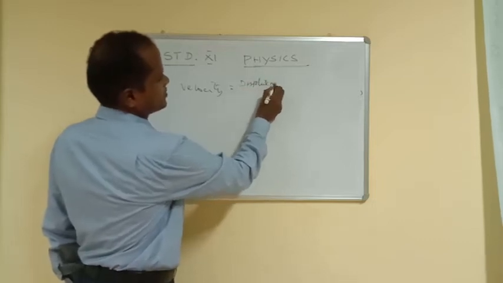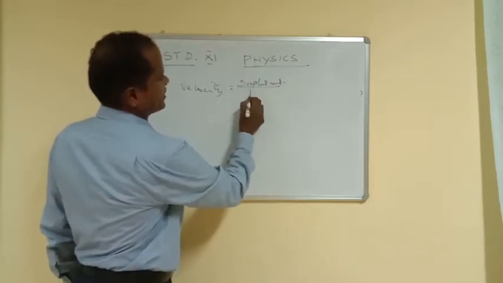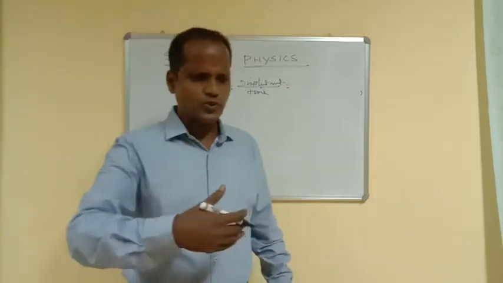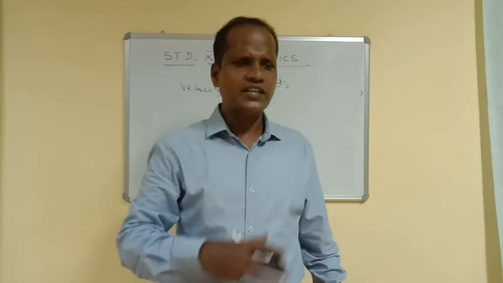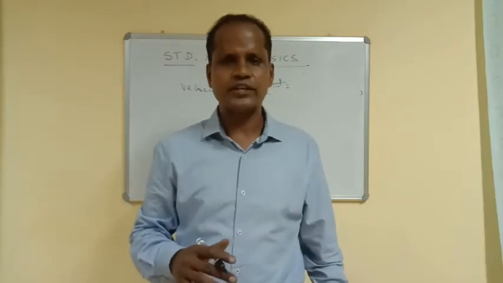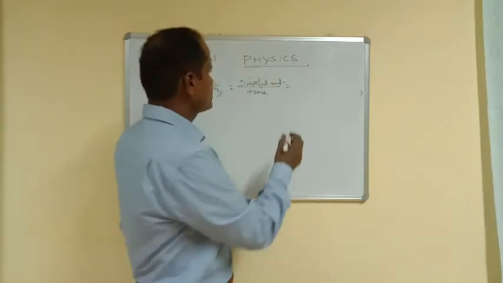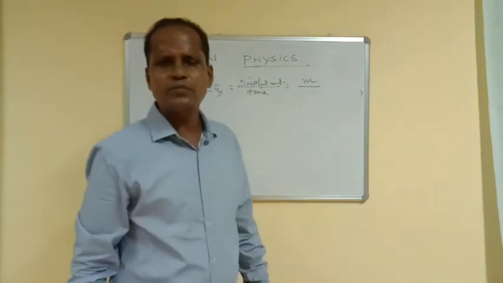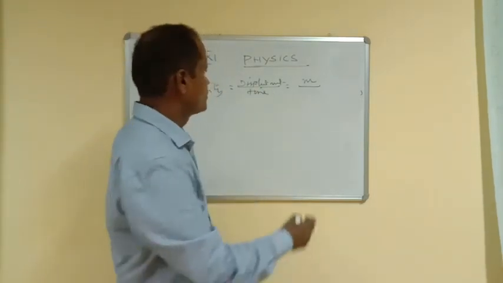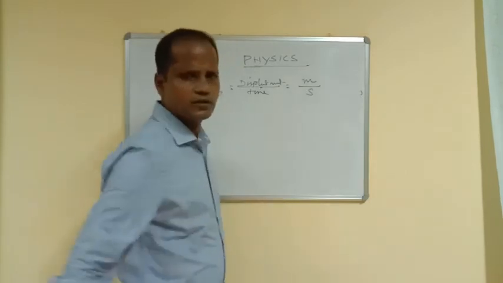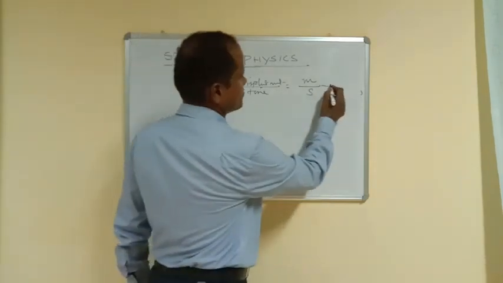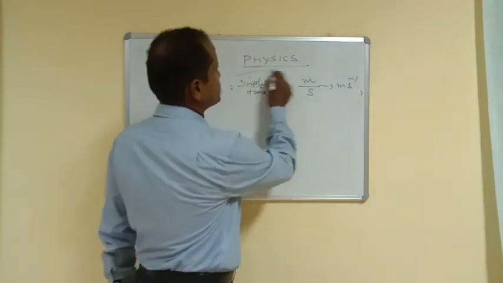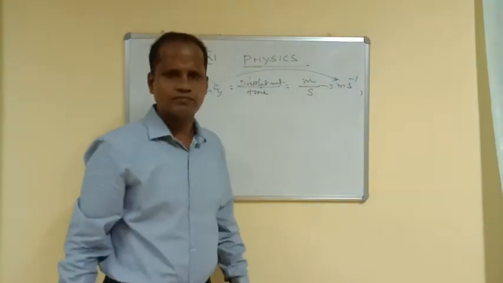Displacement divided by time. What's the unit of displacement? Displacement is distance in a given direction. You will be studying later. So the unit of this one is what? Meter. What's the unit of time? Second. Okay, yes. So this can be written as meter second inverse. So this is the unit of velocity.